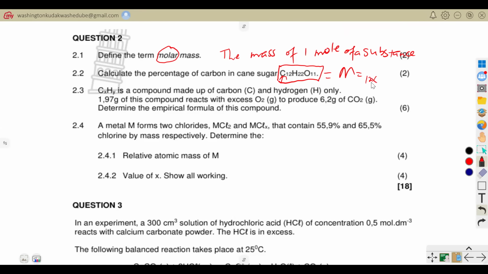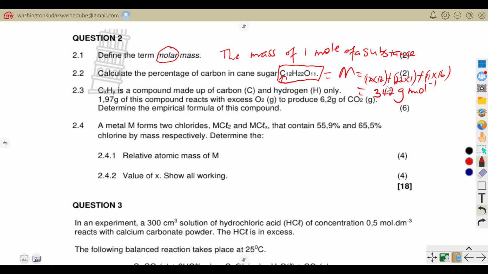So you say 12 times the atomic mass of carbon, which is 12, plus 22 times the atomic mass of hydrogen, which is 1, plus 11 times 16, which is the atomic mass of what? Of oxygen. So the total number there is going to be equal to what? To 342 grams per each mole of that compound. Now, we know the total molar mass of this compound. How much of carbon is in this compound? That is what they refer to as the percentage.